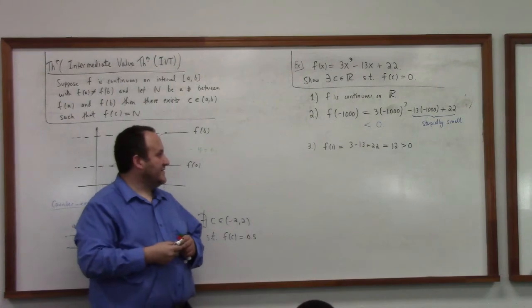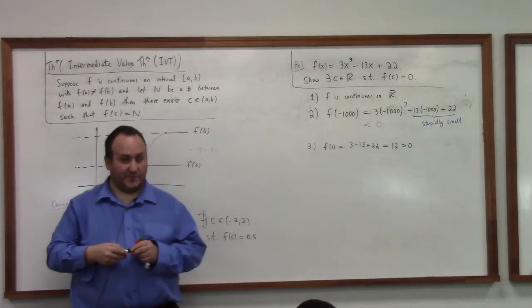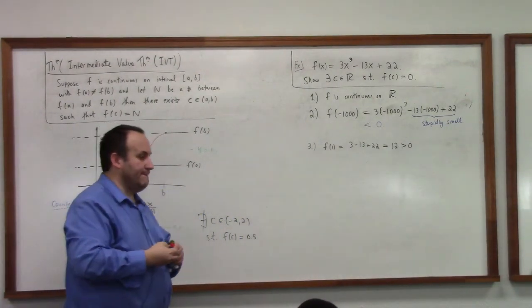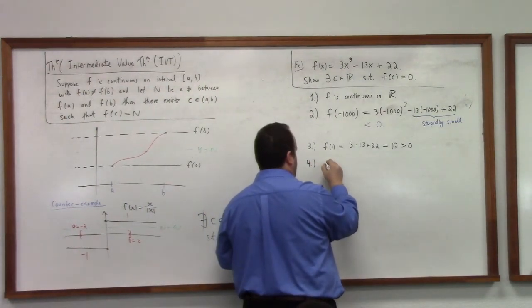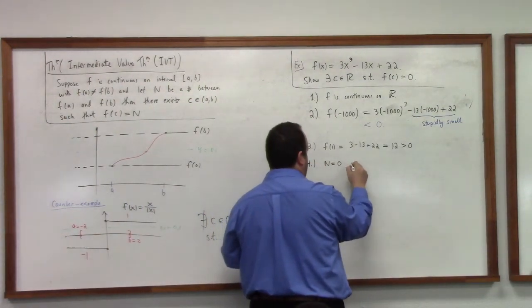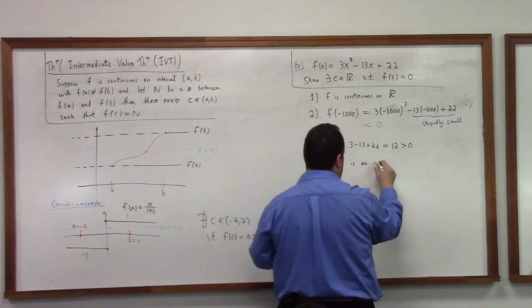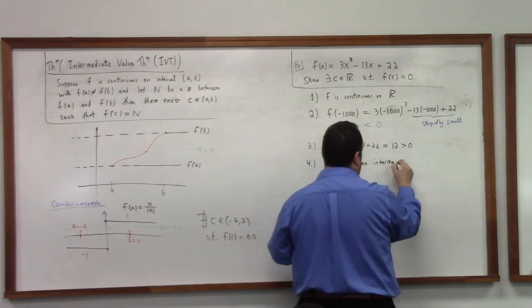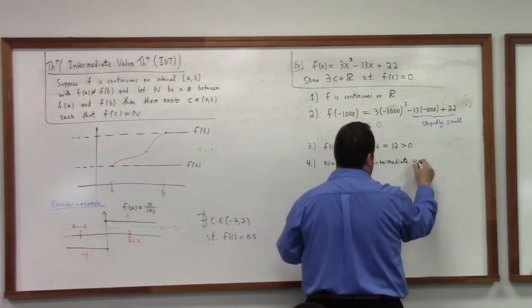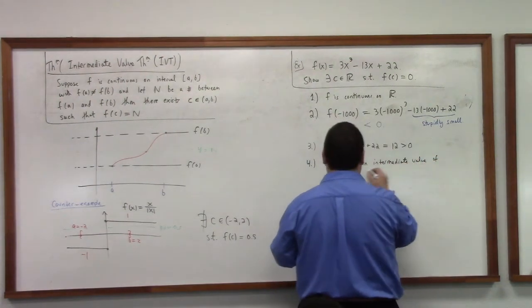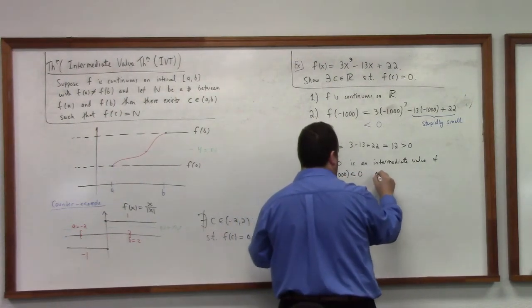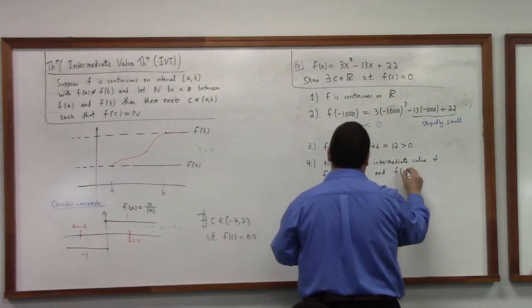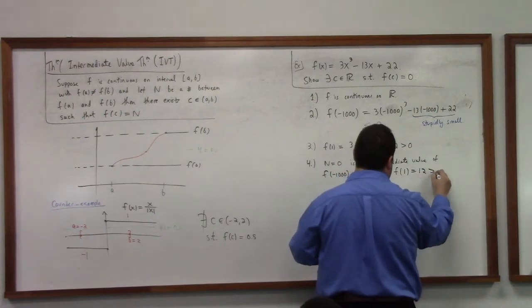I said this was a 3-step program. That's not entirely true. It's a 4-step program. Step number 4. N equals 0 is an intermediate value of f of minus 1,000, which is less than 0, and f of 1, which is equal to 12, which is greater than 0.